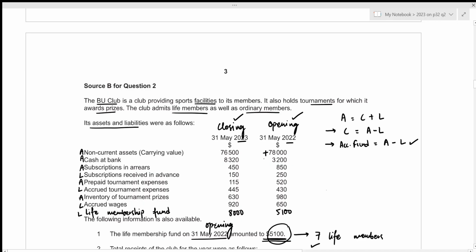So this is an asset, we add it. This is an asset, we add it. Again, we add this, subtract it, add it, subtract it, add it, subtract it, and subtract it. Okay, so the total difference, which is going to be the accumulated fund at the opening date, is just going to be 78,000 plus 3,200 plus 850 minus 250 plus 520 minus 430 plus 980 minus 650 minus 5,100, which results in 77,120. That's the accumulated fund at the start of the year.